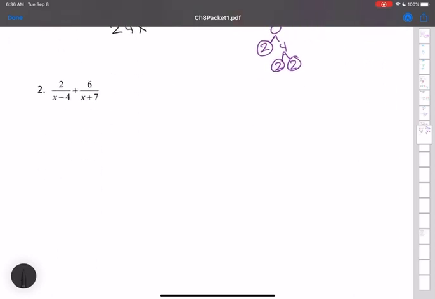I'll help you get this one set up. This one looks a little bit different. Because of those denominators, let's go ahead and write it down here. So factor. Now, if you were to write x minus 4 totally factored, what would that be? See, this is why this one looks different, because there's nothing you can factor. It would just be x minus 4. Same thing with x plus 7, nothing to factor. Those just are two different terms, okay?